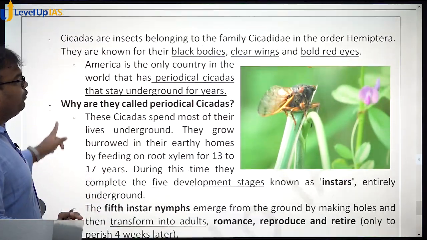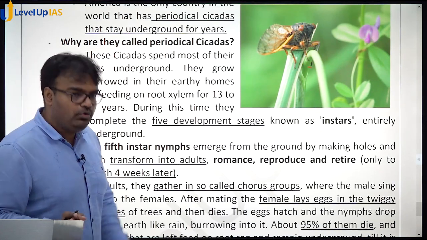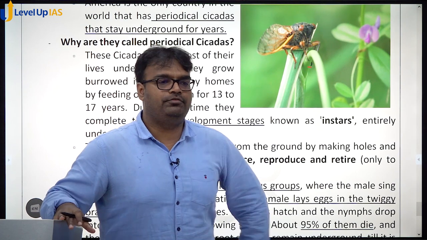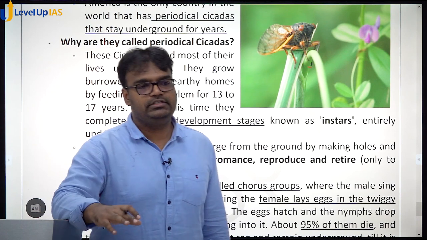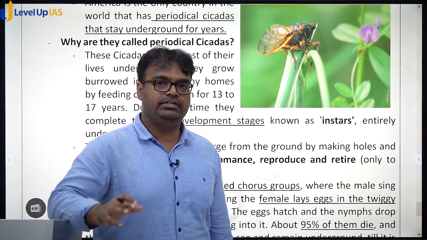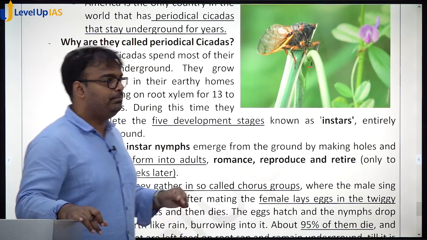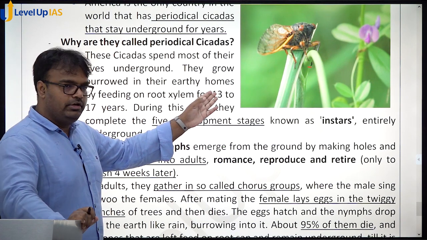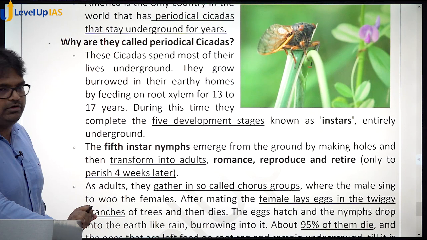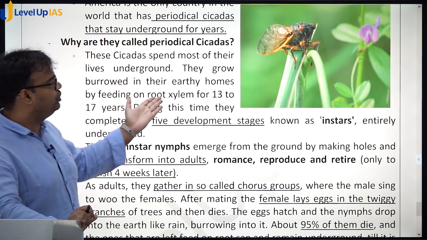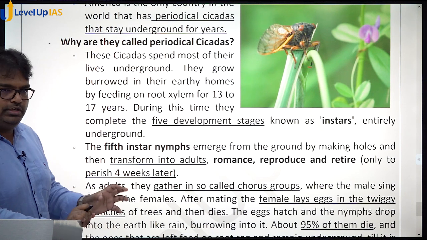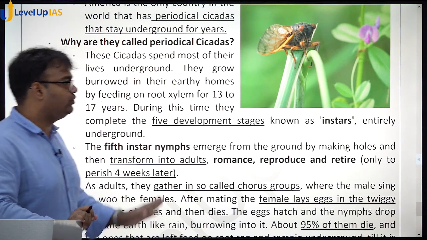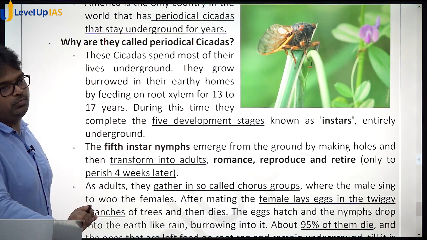Now, why are they called periodical cicadas? They are called periodical cicadas because these cicadas spend almost the whole of their 17-year life underground. They burrow inside the ground and they stay there. Some cicadas live inside the ground for 13 years, others live inside the ground for 17 years. They feed on the root xylem of the trees, so they survive on that. They spend 5 of their development stages, called instars, entirely underground.